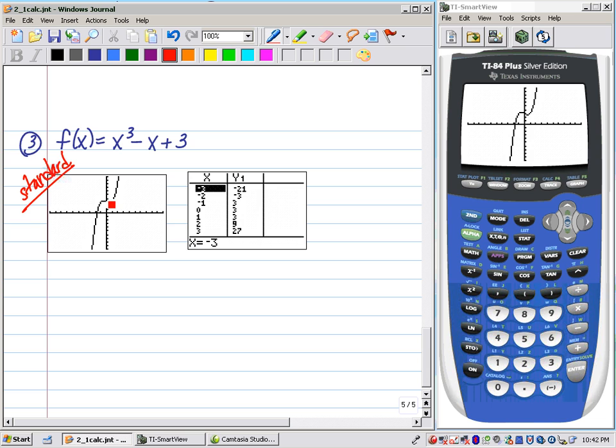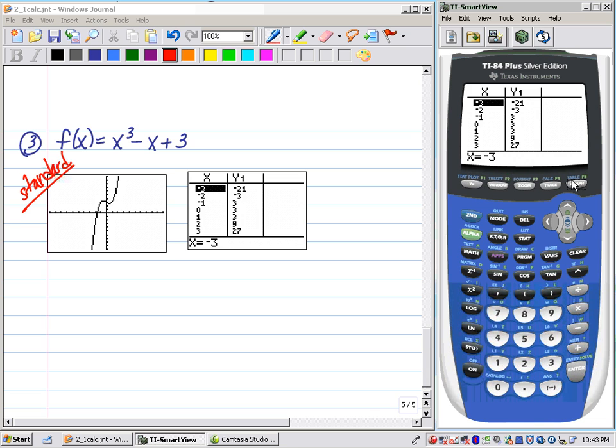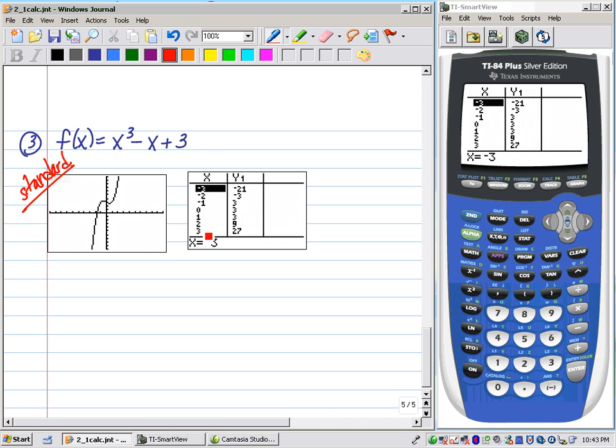Notice that I don't have a mirror image to the left and right of the y-axis, nor are those pieces flipped images of each other. And if I look at the table, here's the case where I have opposite x, right, -3 and 3, but their y values are neither the same nor are they opposite of each other. So this is a case where we have neither even nor odd, and there are no symmetries to report.